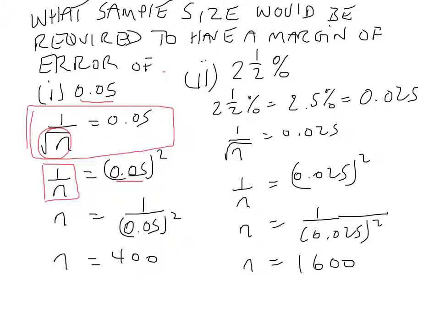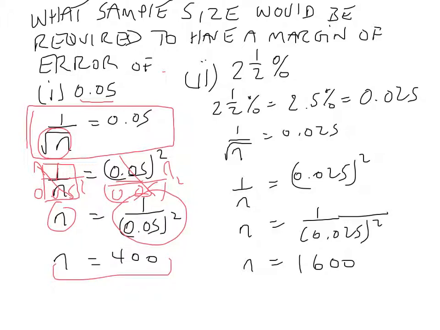And so now, if 1 over n is equal to 0.05 squared, algebraically what we can do is multiply both sides by n to lose the n here. So we have n here and n here. They'll cancel. And then we can divide both sides by 0.05 squared here. So we'll end up with n is equal to 1 over 0.05 squared. n is equal to 400. And we're doing the same thing on this side.